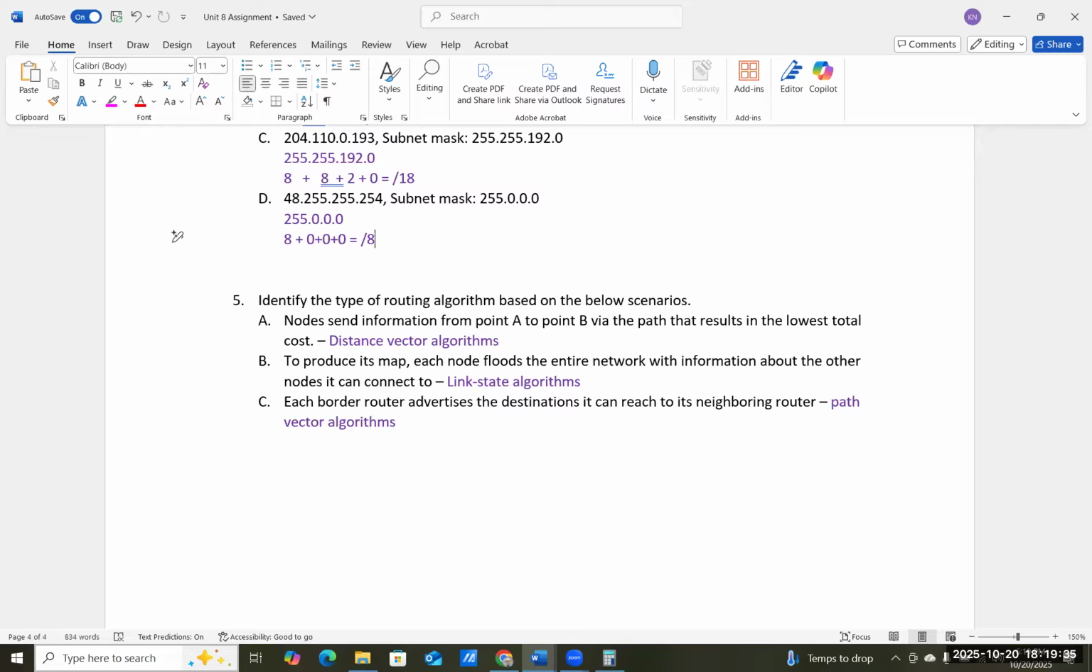To produce its map, each node floods the entire network with information about the other nodes that it connects to. This is called the link state algorithm. So basically it broadcasts to the other ones, saying, this is the information I have about my route, and it shares its state for linking. It sends the information, so it's called the link state algorithm.